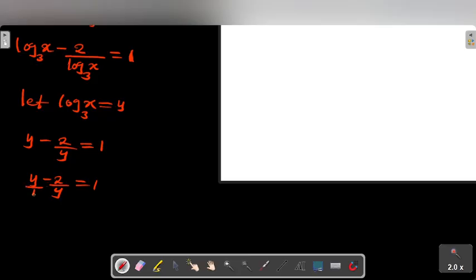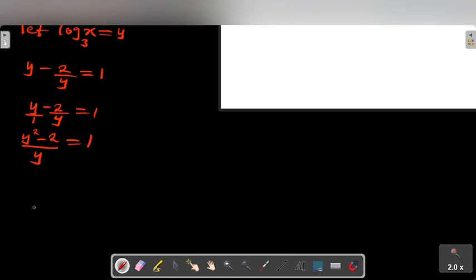So here we divide by 1, so the common denominator will be y. We say 1 into y, y times y, this is y squared, minus 1 times 2, so this is equal to 1 there. Now we do cross multiplication, so we have y squared minus 2, which is equal to y. We arrange this into a standard quadratic equation: y squared minus y minus 2 is equal to 0.